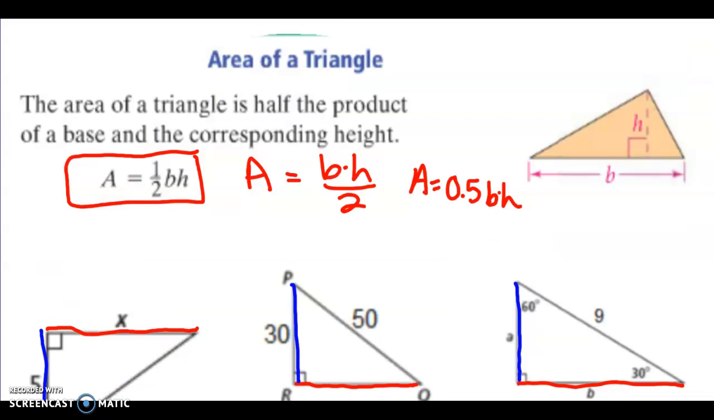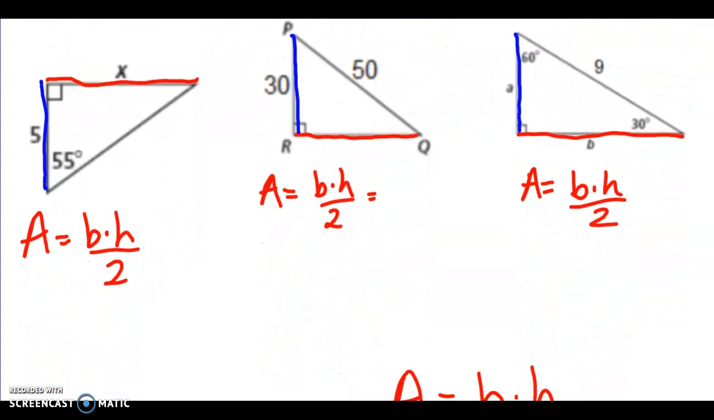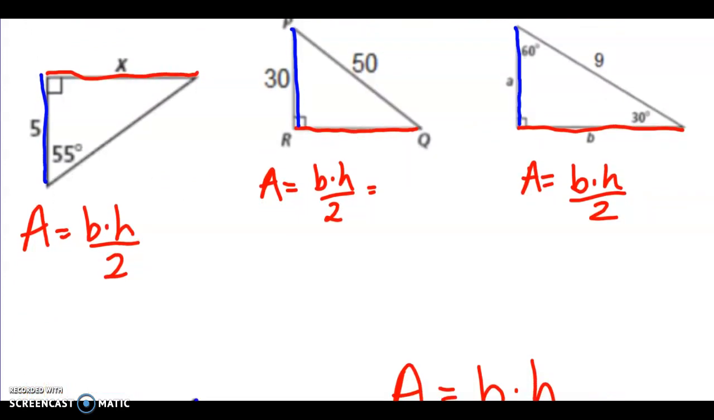Here's our formula for triangles. It can be written in any of those three forms. I personally like this middle one, base times height divided by 2. They all mean the same thing, but that's the one that I always choose to use. All right, so on our first example here, I've got the base and the height labeled with the red and the blue. I do know that the height there is a 5, so I can fill that in.